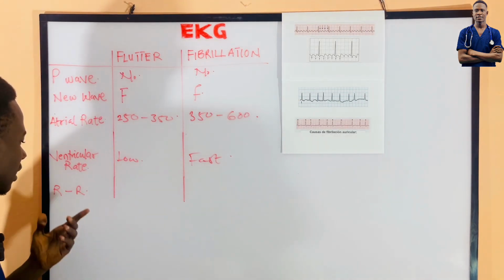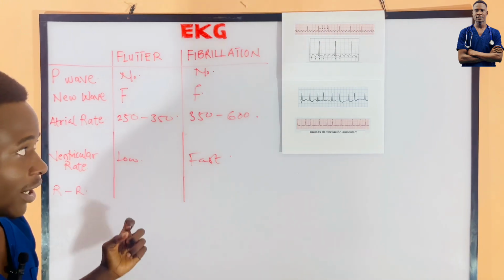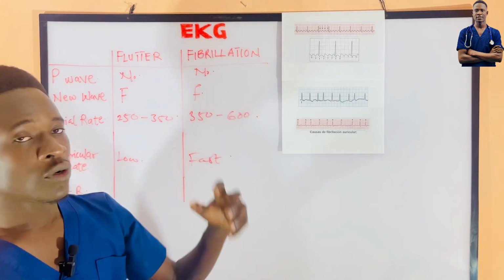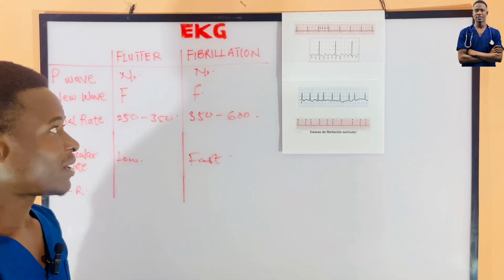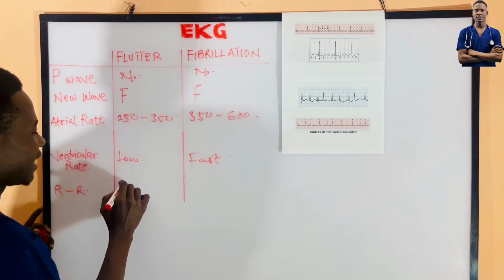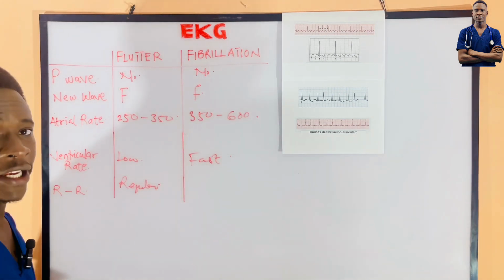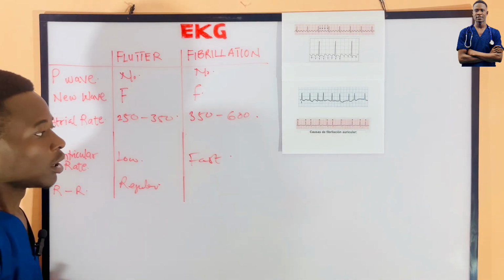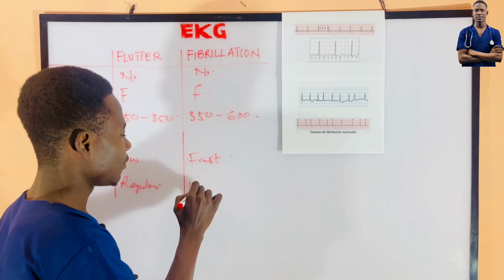And then let's look at the R and R waves. Between R and R, how are you going to differentiate the flutter from the fibrillation? The R-to-R interval for the flutter is, on most occasions, regular. And for the fibrillation, it is irregular.